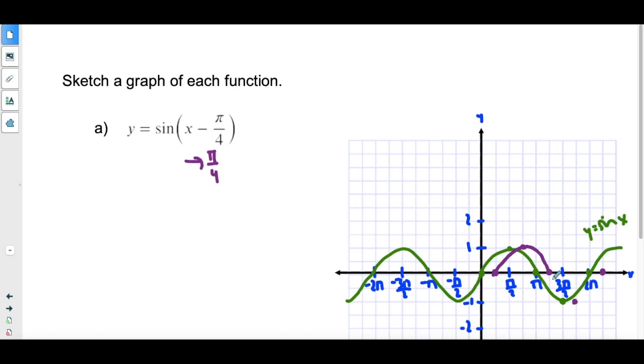And there we go. And of course, I can extend my graph. But there you go. There is my new transformed graph.